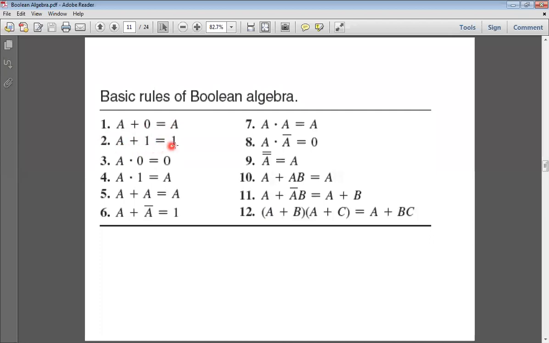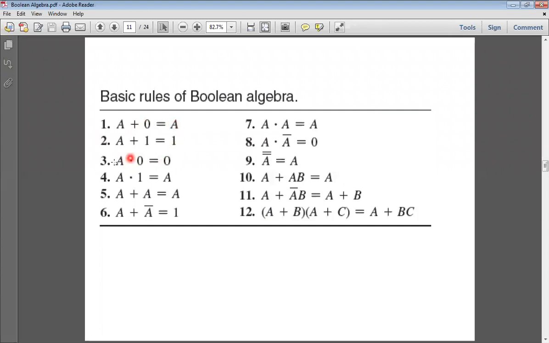Next, A plus 1 is equal to 1. No matter what A is, if you OR that A with 1, what you get is 1. It means the result does not depend on A at all. Whether A is 0 or 1, the result doesn't depend on the status of the A variable. The output becomes simply 1. Here, if you OR A with 0, you can simply ignore this 0 and A comes out as it is.